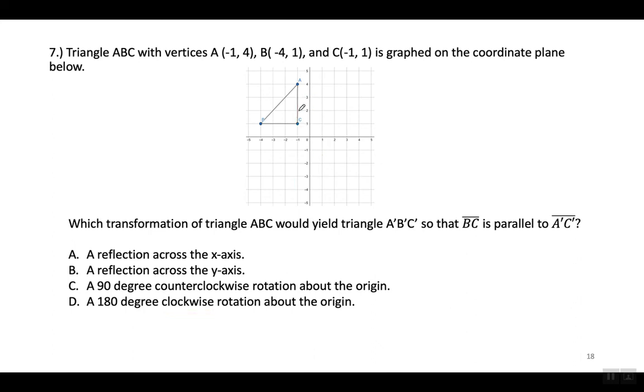Okay? So the best way to do it is to just visualize, this is the correct answer, just visualize, if you take this side AC, and rotate it 90 degrees counterclockwise, that side is going to end up like this. And it'll be parallel to segment BC. Okay, moving on.